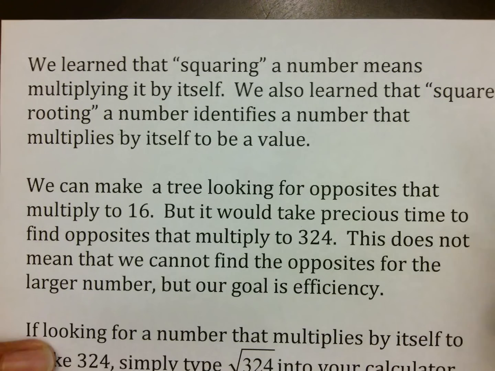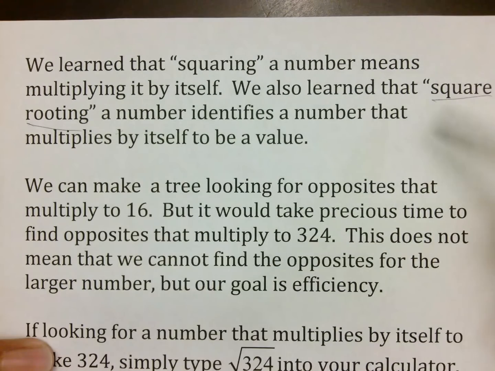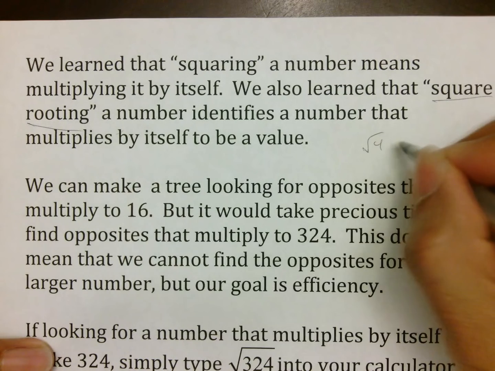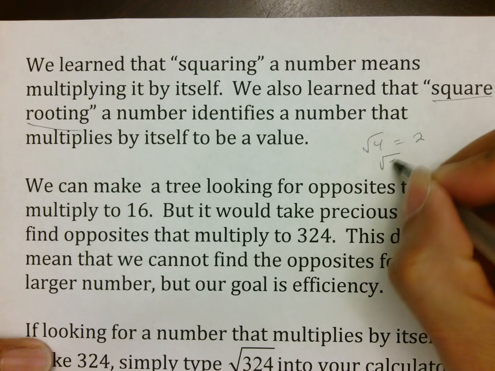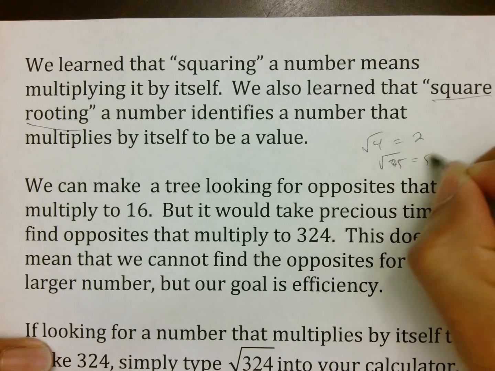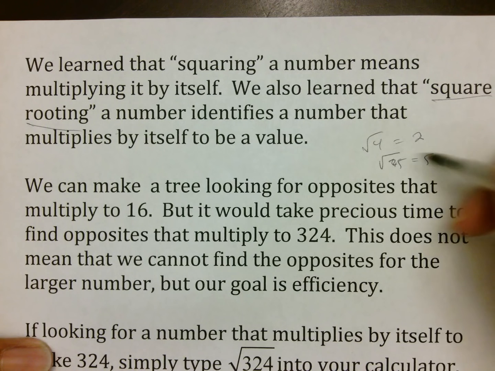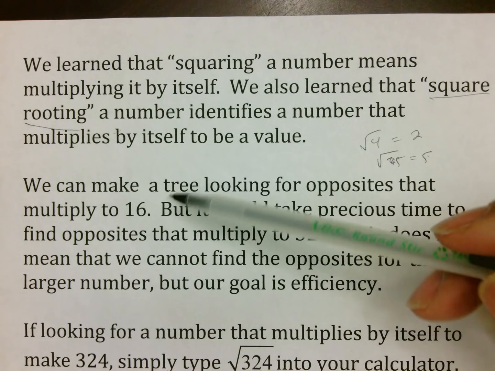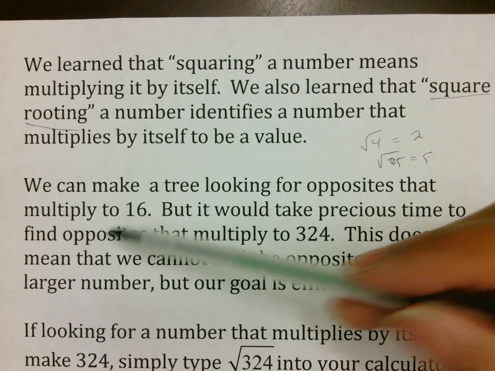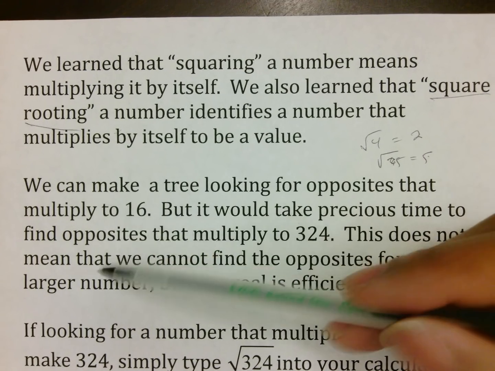So we are going to actually use the square root function because, if you do the square root of 4, the reason the answer is 2 is because 2 times 2 is equal to 4. The reason the square root of 25 is equal to 5 is because 5 times 5 is equal to 25. So again, square rooting says what number multiplies by itself to equal this number. You can make a tree looking for opposites to multiply to be 16. That's not so bad because it's not a lot of numbers: 1 times 16, 2 times 8, 4 times 4.